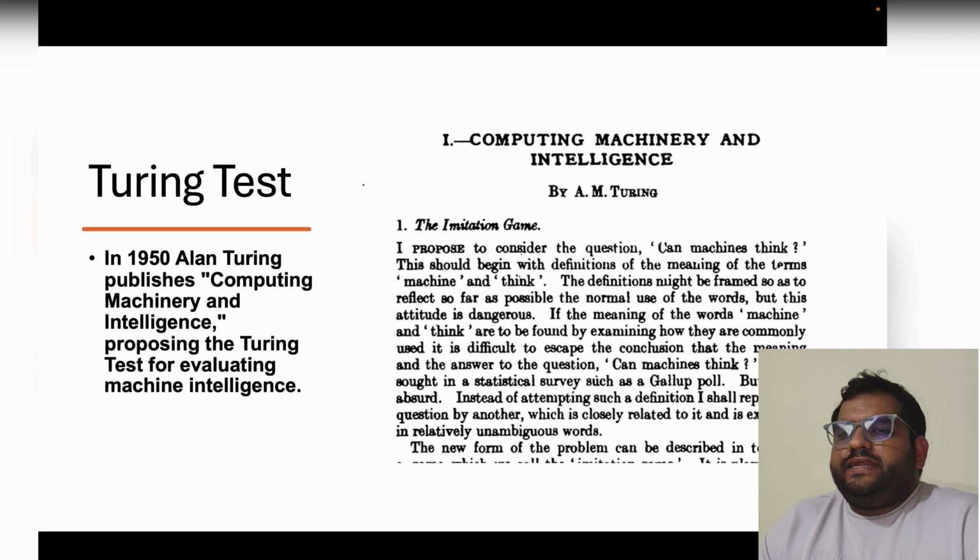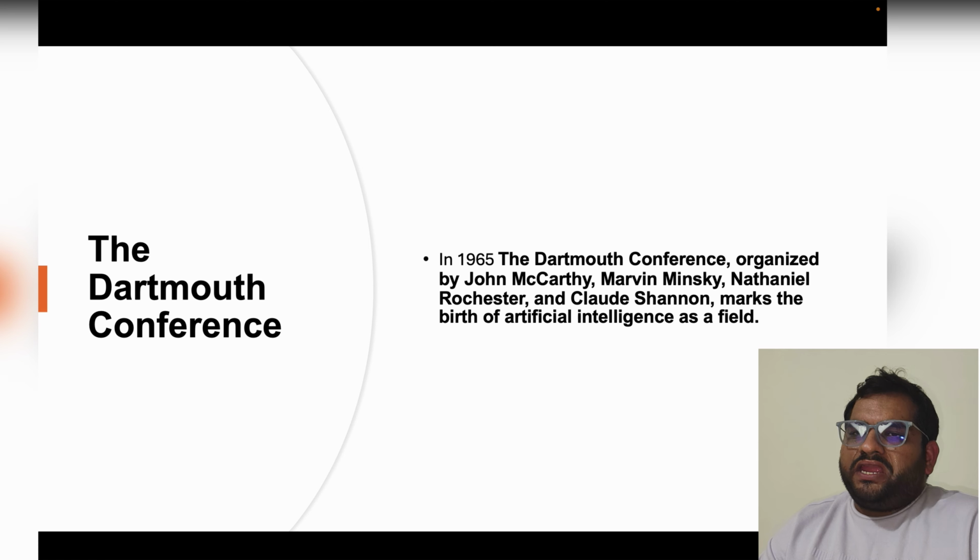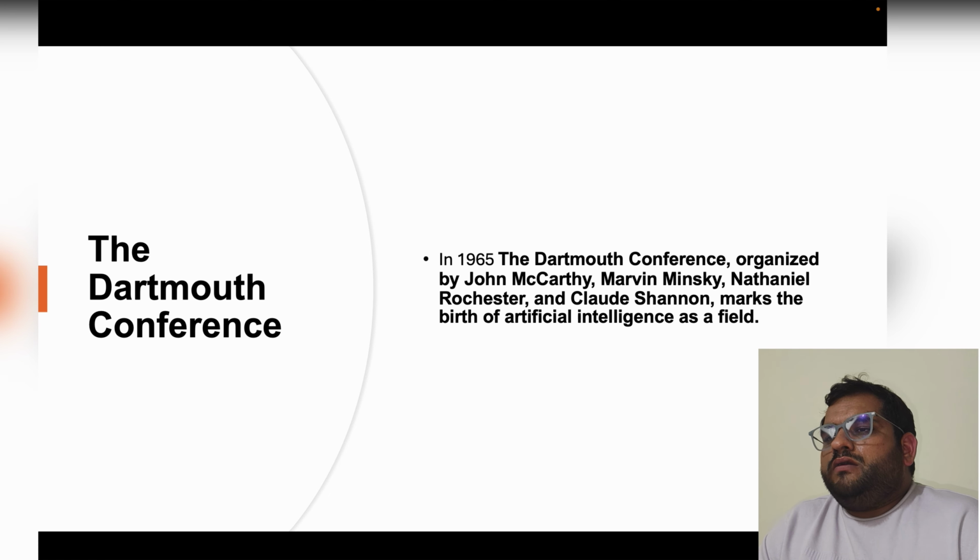Then the Turing test was the first thing related to us, data scientists or artificial intelligence, that we were thinking about. In 1950, Alan Turing published Computing Machinery and Intelligence, a research paper proposing a Turing test for evaluating machine intelligence. The main question he was asking was, can machines think? After 1950, in 1965, about 15 years later, there was a conference, maybe one of the first conferences, where multiple people gathered and gave birth to artificial intelligence as a field.